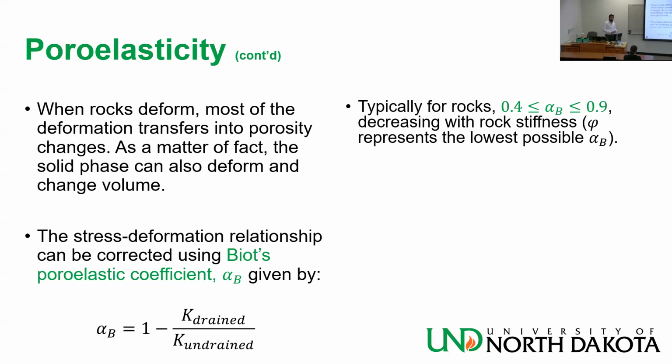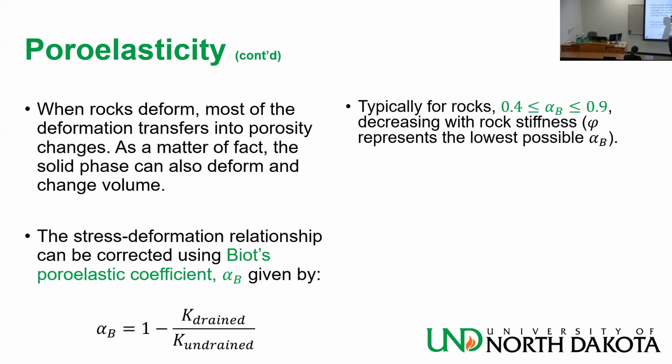But that means that the bulk modulus of the drain is 0. It's very unrealistic, which means you can compress it to nothing, basically. There is no fluid there. You have infinite compression. Obviously, it's a way of doing it mathematically. This represents the lowest possible alpha b.